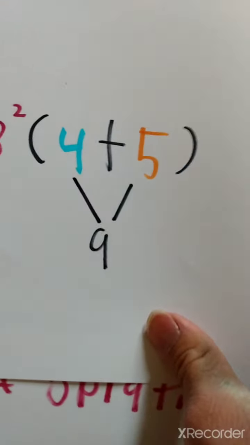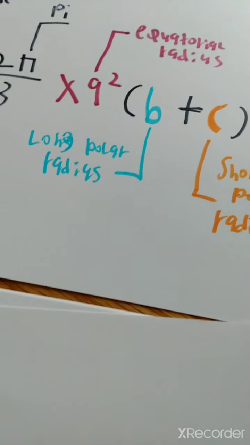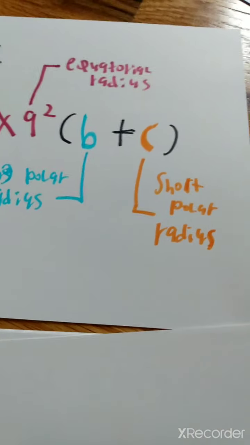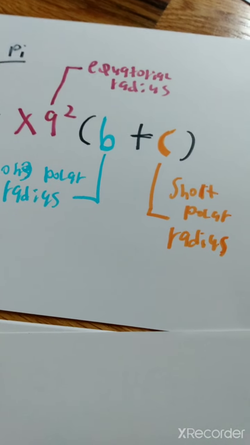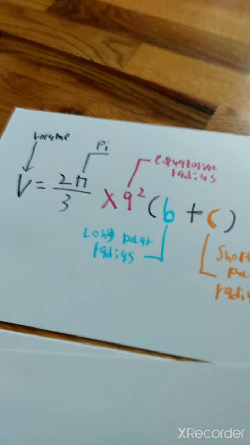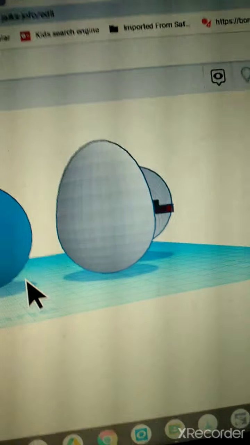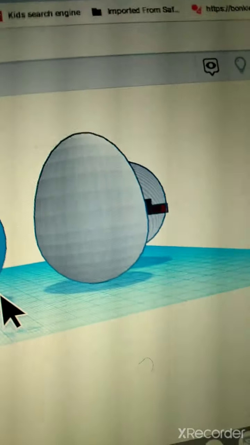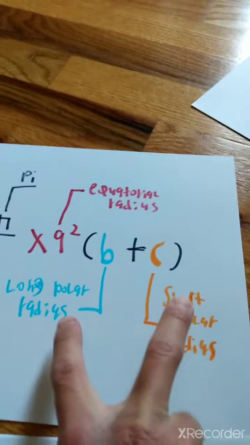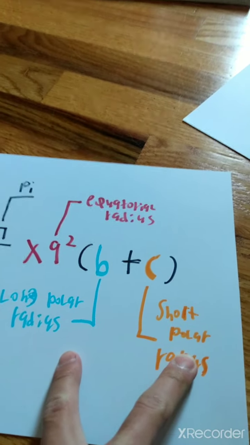Why did we just do that? And what is the long polar radius and short polar radius? Well, an egg is not a perfect sphere. It is similar to a sphere, but we said in the beginning that it's a big fat one. So, since there are two polars and two radiuses, that is referring to the height of the egg.